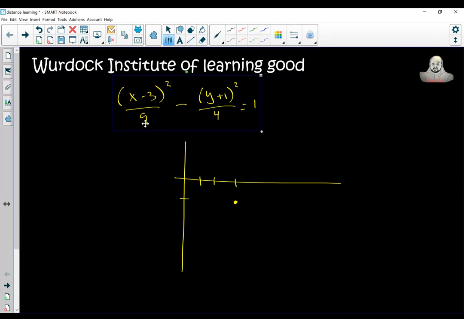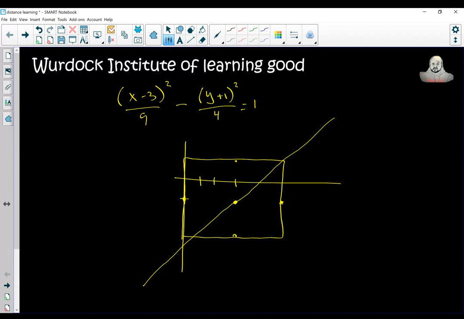Now when I do the square root of 9, that helps me from here move over 3. That's here. And from here moving over 3, which gets me to there. And again, I take the square root of 4. That tells me I move from the center up 2 and down 2. And now I have my box. Now I have my asymptotes that are drawn as such.